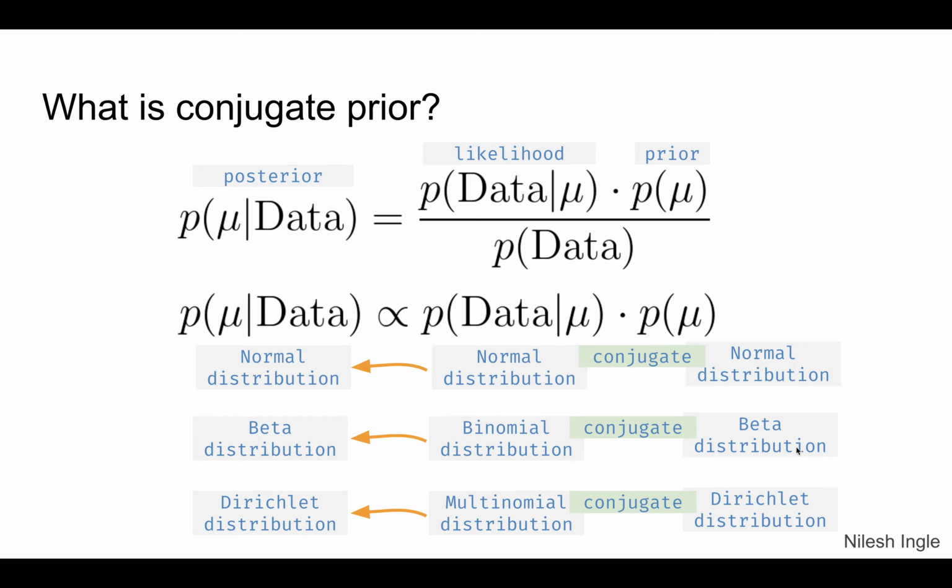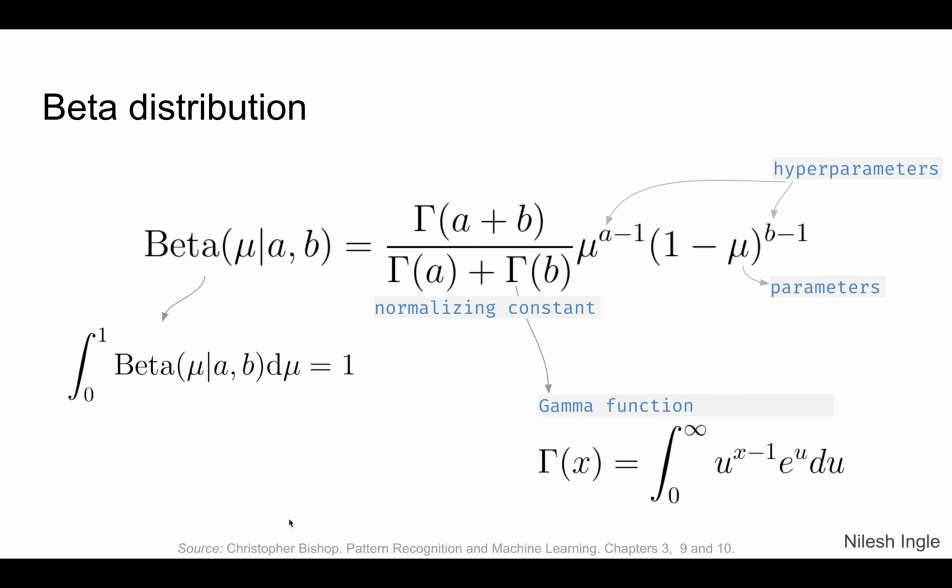So again, the beta distribution is a conjugate prior for binomial, and then we have the Dirichlet distribution that is a conjugate prior for the multinomial distribution. So the posterior is also a Dirichlet distribution. Now the beta distribution, this is a very important distribution.